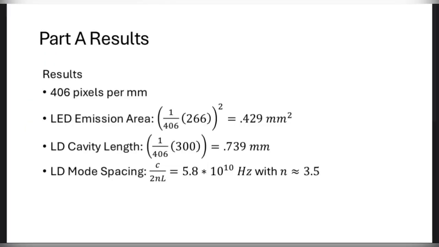We found our calibration factor to be 406 pixels per millimeter, which allowed us to convert our 266 pixel LED length to 0.429 millimeters squared of area, the laser cavity length to 0.739 millimeters, and the mode spacing to 5.8 gigahertz.